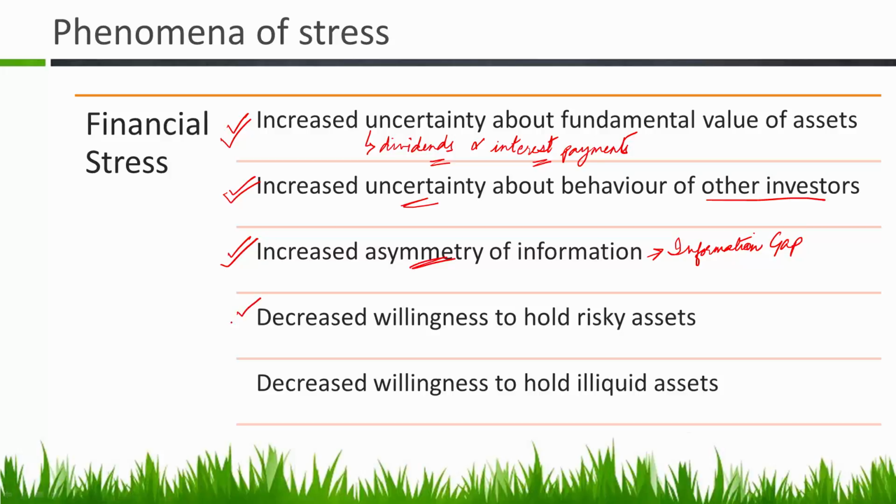A fourth common sign of financial stress is a sharply decreased willingness to hold risky financial assets. Such a change in preference will cause lenders and investors to demand higher expected returns on risky assets and lower returns on safe assets. These shifts in preferences away from risky assets and towards safe assets are often referred to as flights to quality. The result is to widen the spread between rates of returns on the two types of assets and increase the cost of borrowing for relatively risky borrowers.